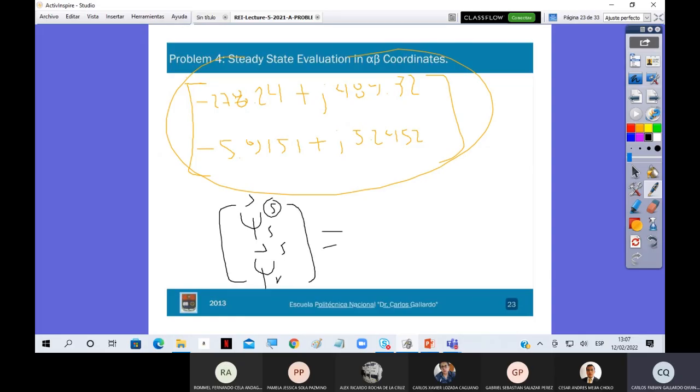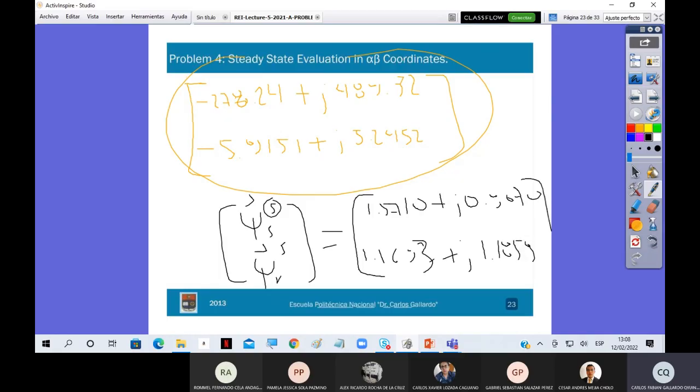And do you remember that in the problem I have the data in the synchronous reference frame? Okay, so I will have the flux 1.5710 plus j0.9070 and 1.1693 plus j1.1859. So I have the fluxes in the alpha beta coordinates.